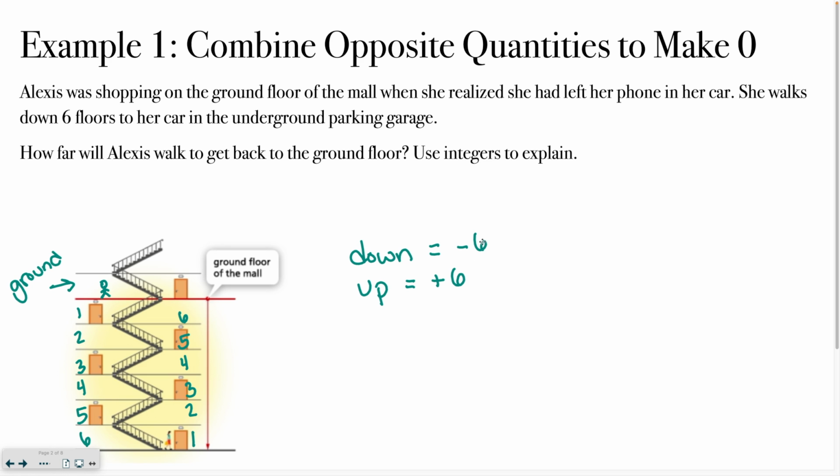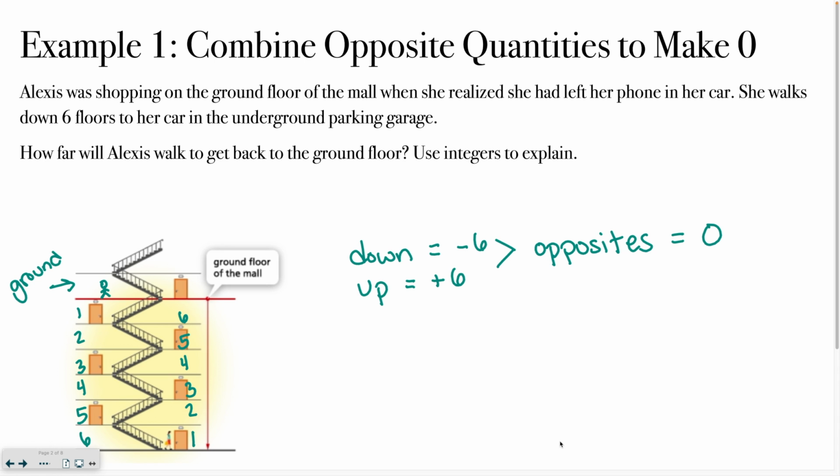Okay, now notice both of these have the same number, 6. One's negative, one's positive. Those are examples of opposites. So opposites are where you have the same digit, the same numerical value, but the opposite sign. So one positive, one negative. And when you put opposites together, they equal 0.